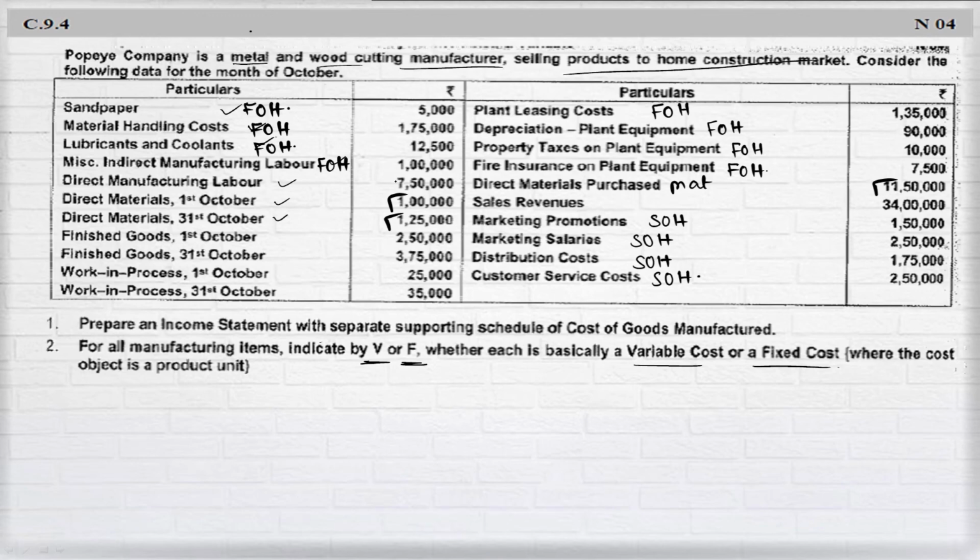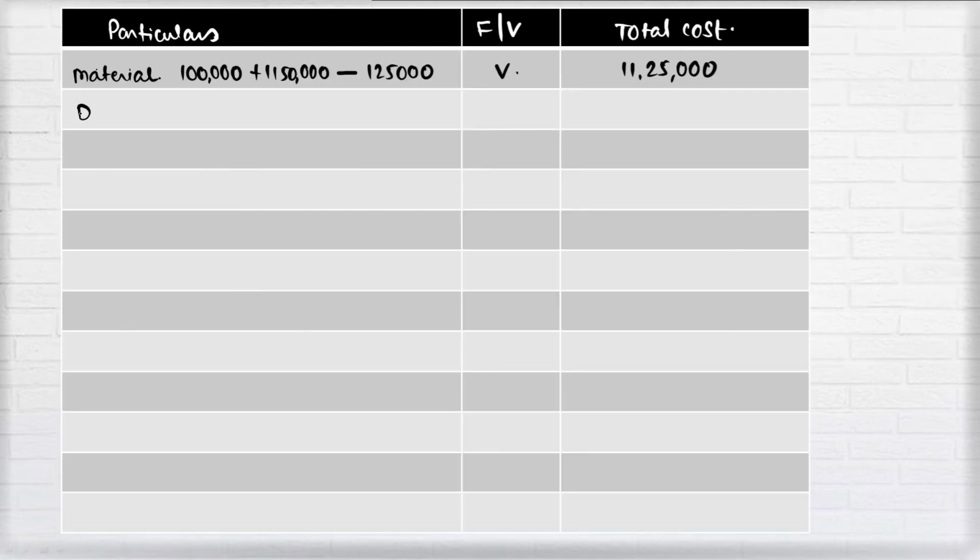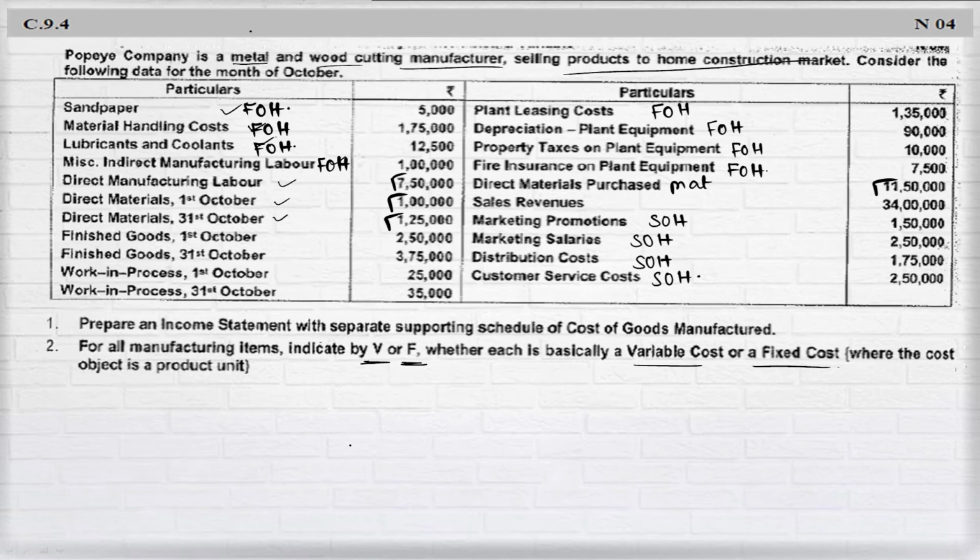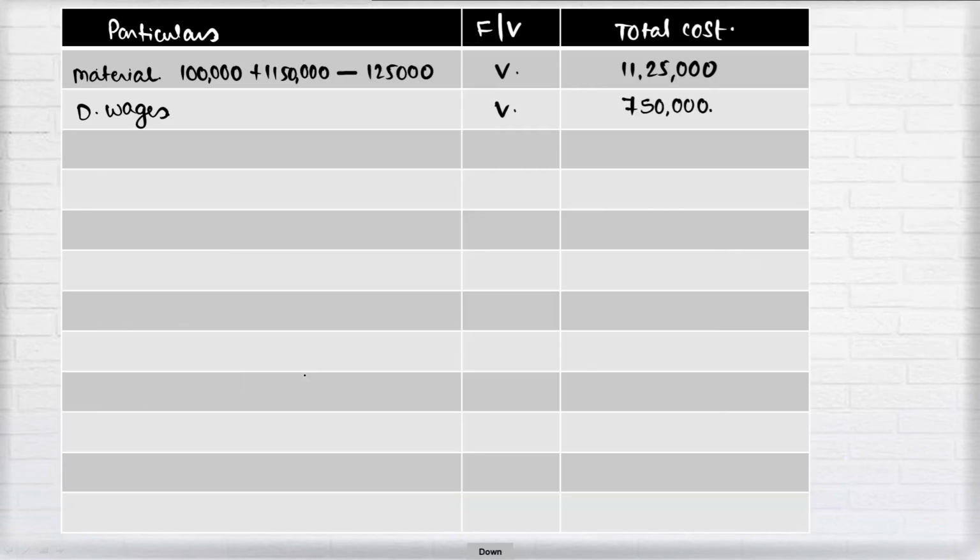Direct manufacturing labor, direct wages, 7 lakh 50,000 will be variable. And there was some direct cost also. Direct manufacturing labor. All right, let me make this as a prime cost, which is 18 lakh 70,000.